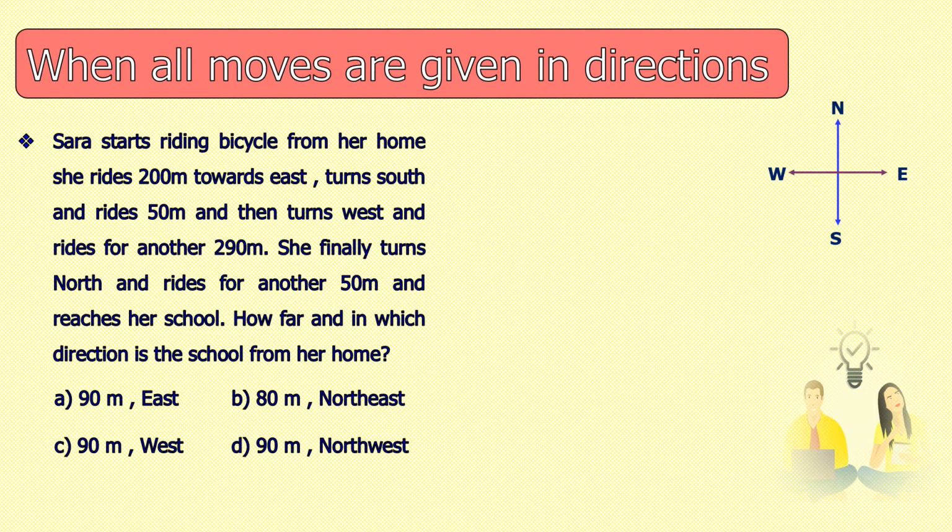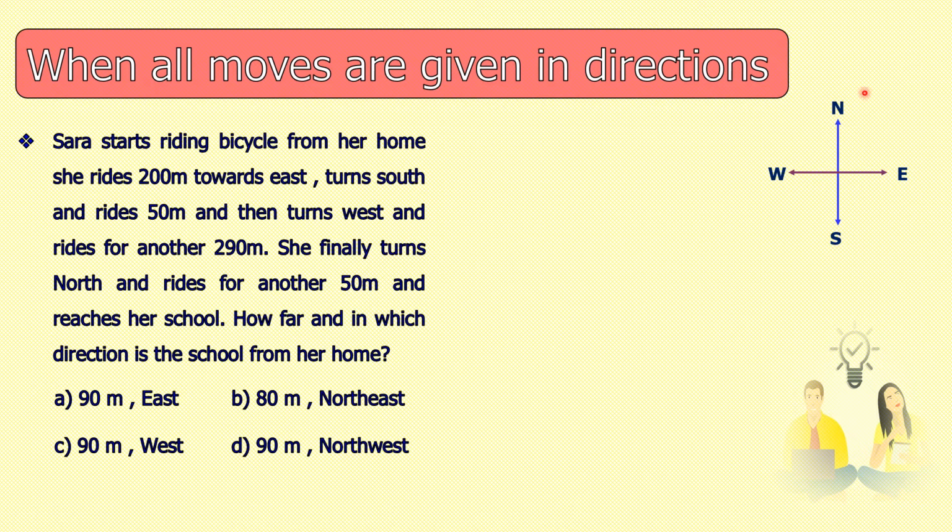Sarah starts riding bicycle from her home. She rides 200 meters towards east, turns south and rides 50 meters, and then turns west and rides for another 290 meters. She finally turns north and rides for another 50 meters and reaches her school. How far and in which direction is the school from her home? So here we have to find both direction and distance of school from home.